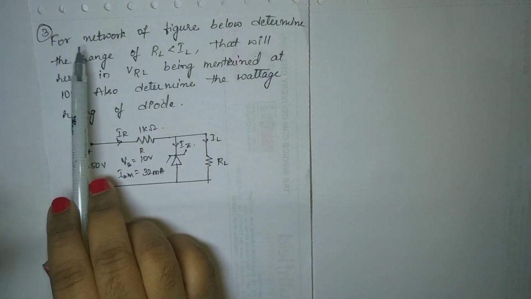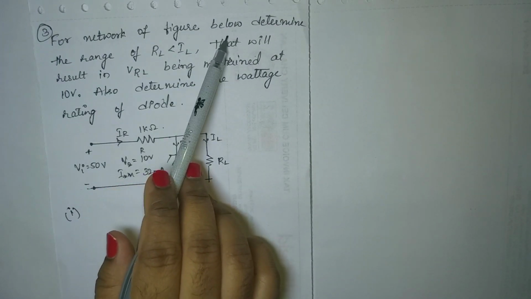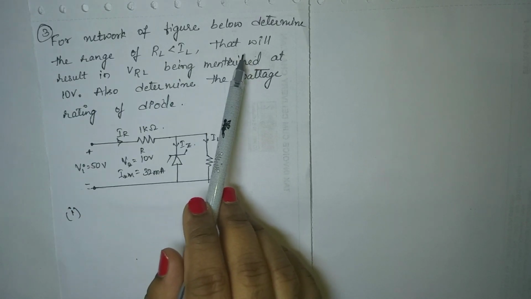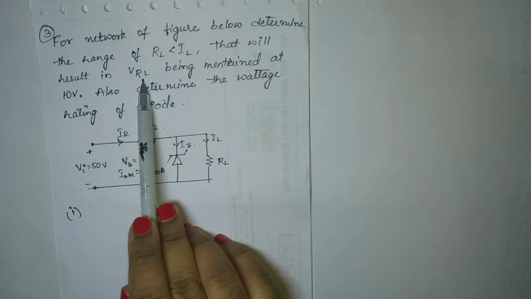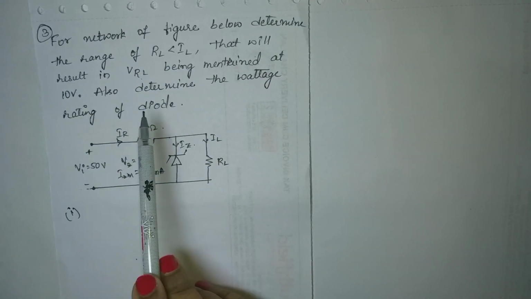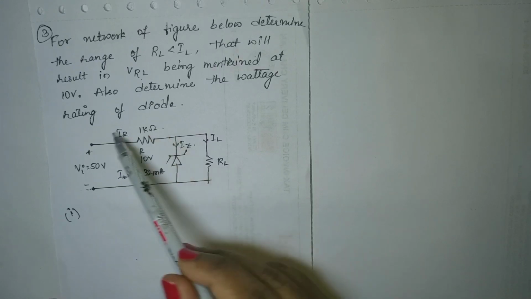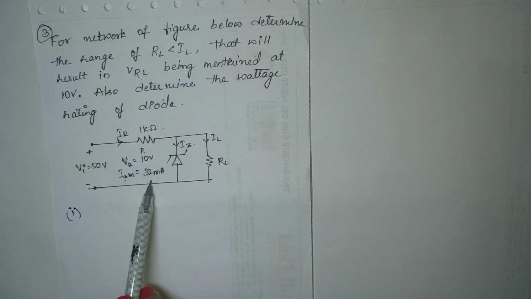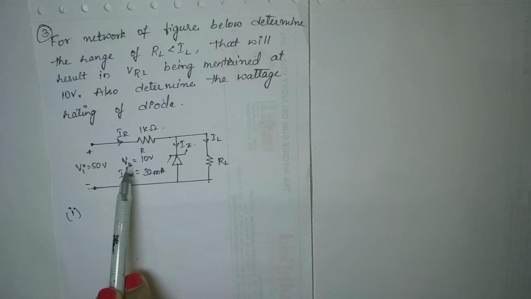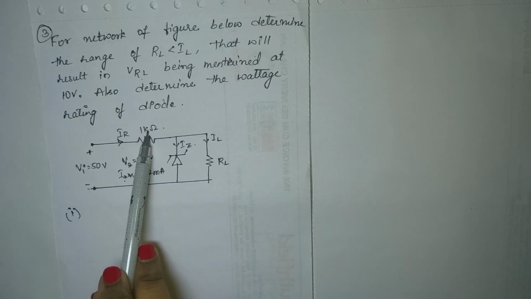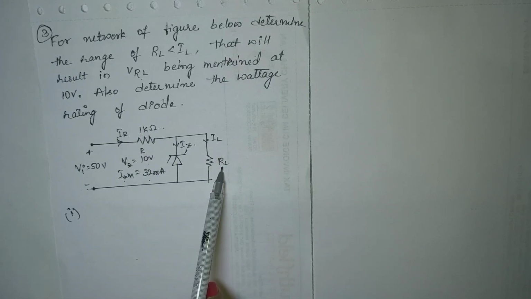The next problem is: for the network of the figure below, determine the range of RL that will result in VRL being maintained at 10 volts, and also determine the wattage rating of the diode. So this is the given data. They have also given the current through the diode and the voltage drop. IR is the current flowing through the resistor 1K. IL is the current flowing across the load resistance RL.